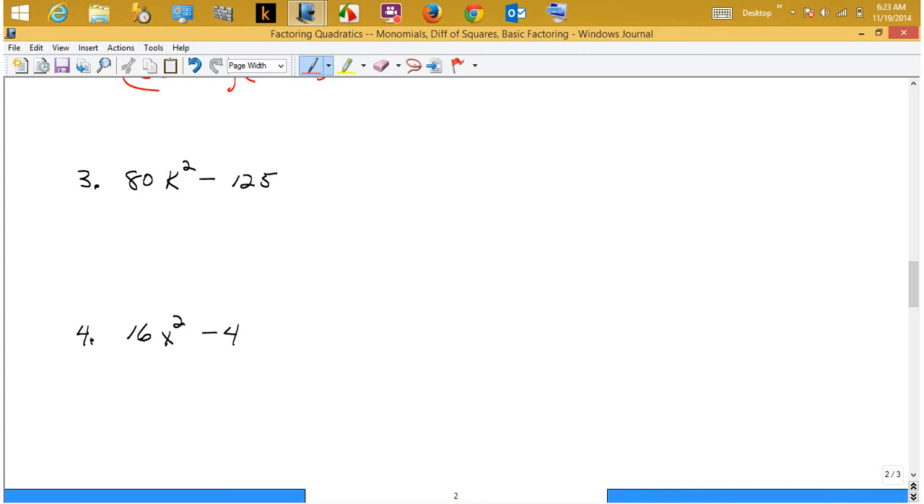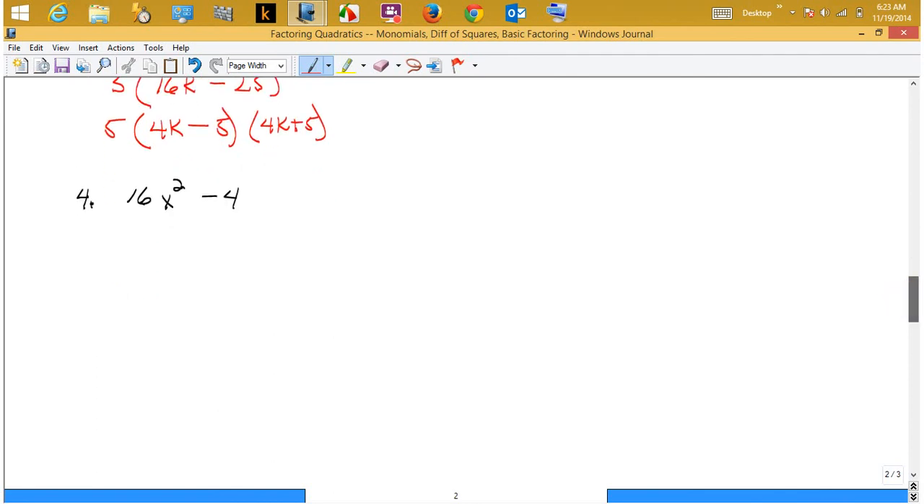I need to see if I can factor something out of this. If I factor a 5 out, that would give me 16k squared minus 25. Oh, look, I have a difference of squares. It's a perfect square minus a perfect square. So 5, the square root of 16 is 4k minus 5, and then 4k plus 5.